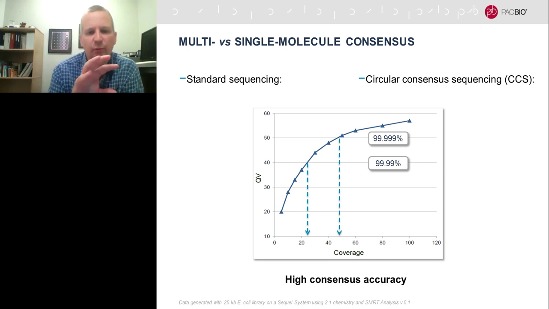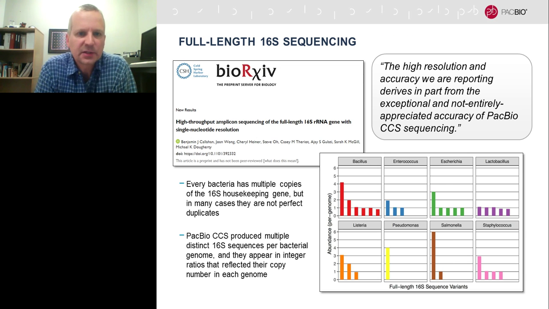Regardless of which type of sequencing mode you're using, you get the same kind of high consensus accuracy, and the curve is shown here. So at a little over 20-fold coverage, you get to QV40 and so forth. So this is the preprint that I wanted to highlight by Benjamin Callahan and colleagues. We collaborated with them on refining the 16S ribosomal RNA gene sequencing with single nucleotide resolution and essentially no error. The paper concluded that the high resolution and accuracy they're reporting derives from the exceptional, and maybe not entirely appreciated, accuracy of PacBio CCS sequencing.